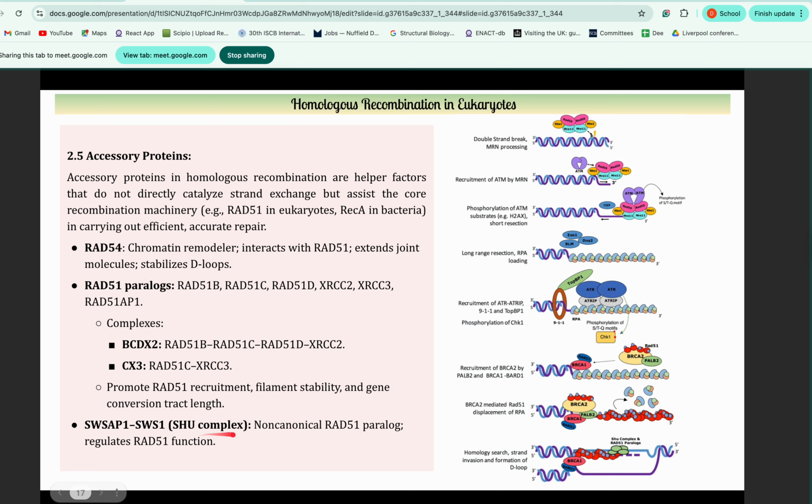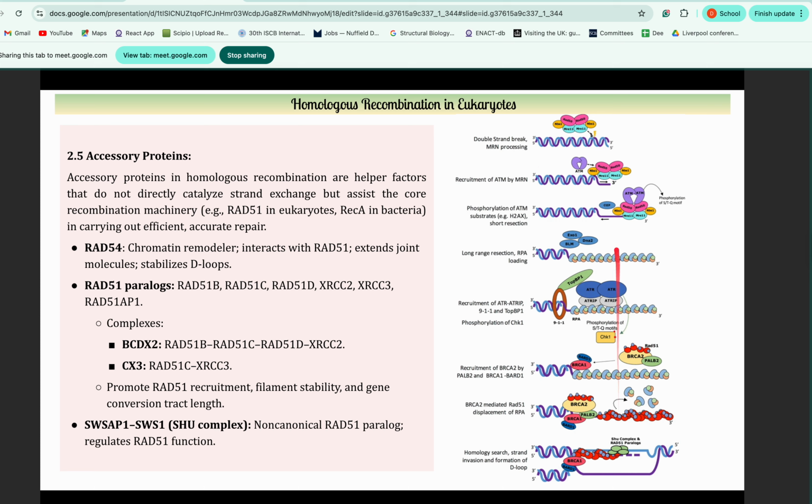Then comes the SWSAP1 and SWS1 SHU complex, which is a non-canonical RAD51 paralog, and it also regulates RAD51 function. So here these green oval shapes represent this SHU complex. So from this, the takeaway message is that other than the key proteins, accessory proteins help the key proteins to be stable and perform their function properly. So in this case, the key protein is RAD51 in eukaryotes and RecA in bacteria, which are responsible for strand invasion and recombination. So these accessory proteins help to stabilize RAD51 and RecA so that they can work properly.